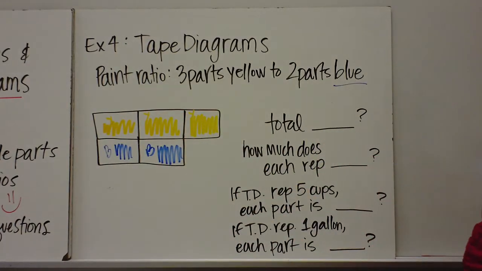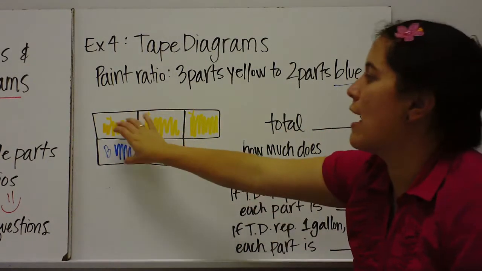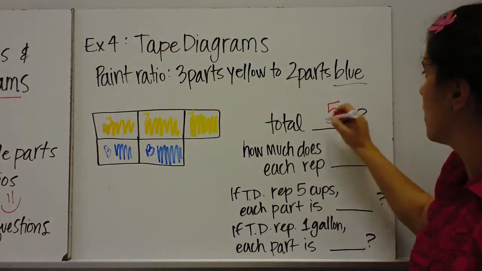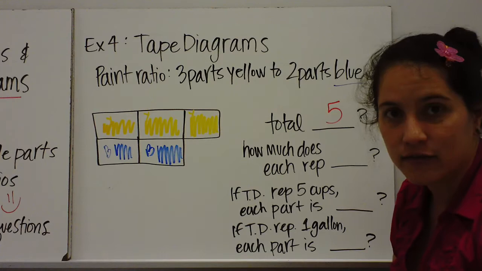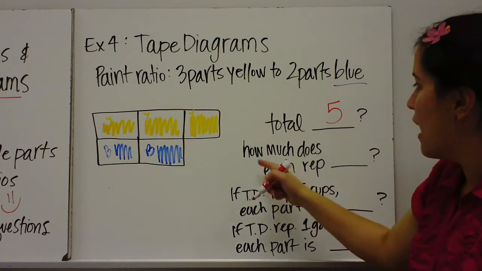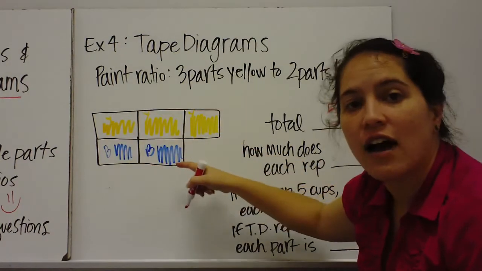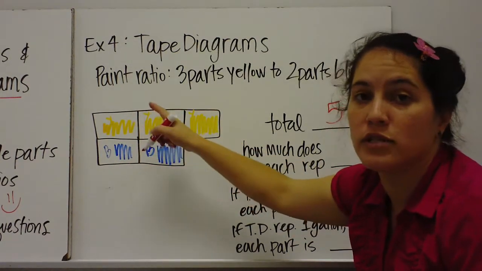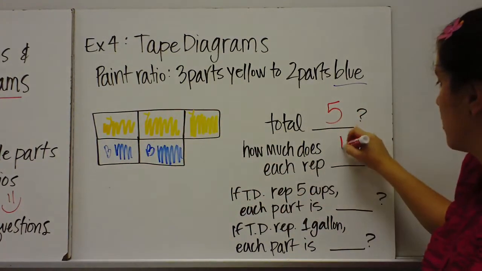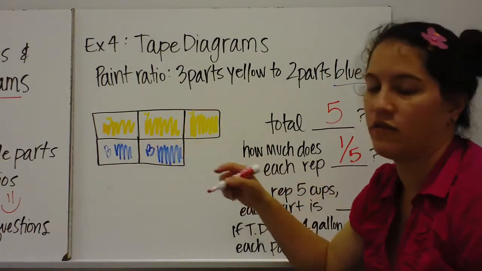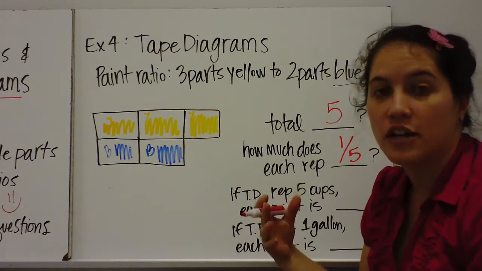So here we go. What's the total? How many parts do I have? I have 1, 2, 3, 4, 5 parts. So I have a total of 5. How much does each represent? So if I have a total of 5, that means each part represents 1/5. Because 1/5, 1/5, 1/5, 1/5, 1/5. I have a total of 5, and each part represents 1/5.